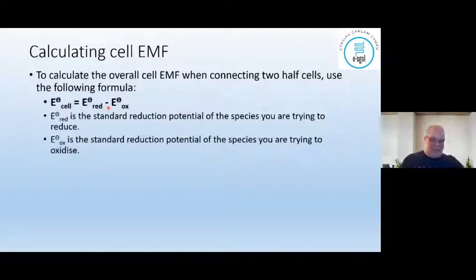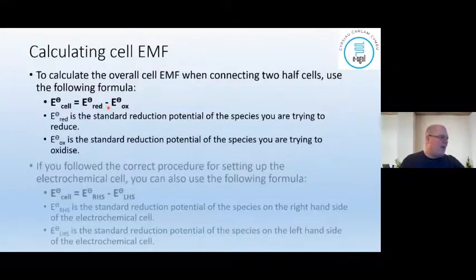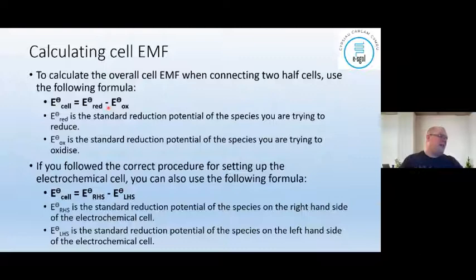In terms of the experimental setup we used earlier, that means that you essentially take the standard reduction potential of the species on the right-hand side of the cell, and then subtract the standard reduction potential of the left-hand side from it. So it boils down to right-hand side, take away left-hand side. That is assuming that you followed all the correct setup guidelines, so connecting the oxidized one to the positive terminal on the voltmeter, etc.